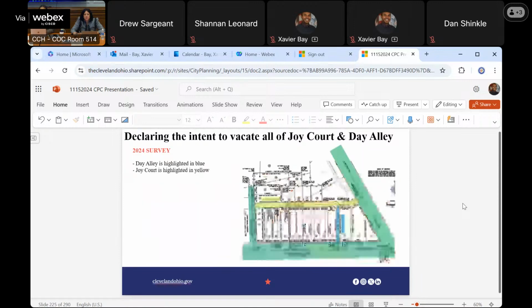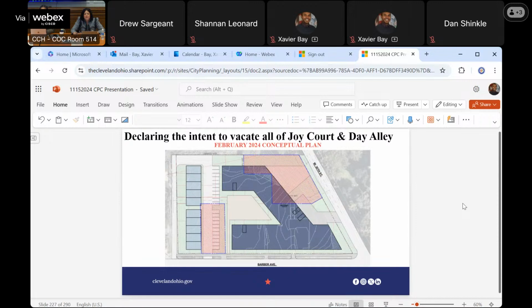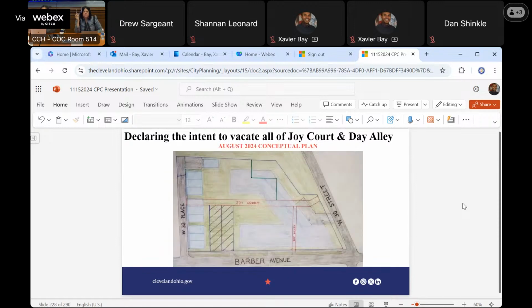Next slide, please. This shows the survey. The yellow is Barber Court, the yellow is Joy Court, and Day Alley is the blue. Next slide, please. What's going to happen is that the developer, Mr. Devin Beckman, is putting in a development that will have 140 low-income housing dwellings. So this is trying to consolidate that whole parcel so that he can do so.